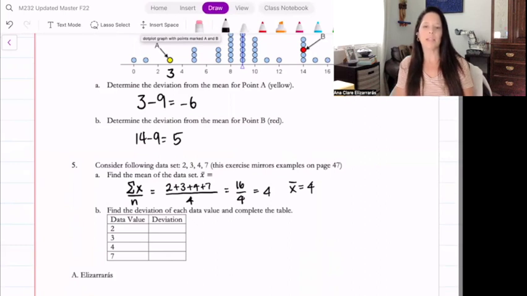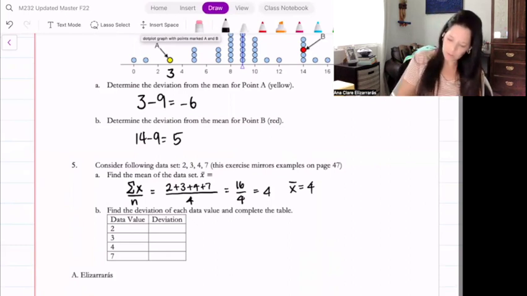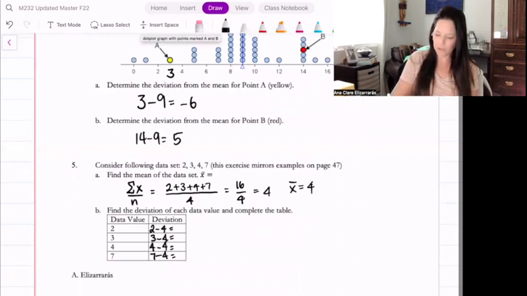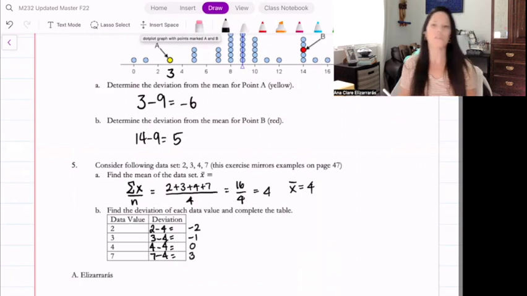Now we're going to calculate the deviation of each of these points. Where are these points in relation to that middle value? So we take 2 minus the average, 3 minus the average, 4 minus the average, and 7 minus the average. And that will calculate our deviation, how far each value is from the mean. 2 minus 4 is negative 2. 3 minus 4 is negative 1. 4 minus 4 is 0. And 7 minus 4 is 3. We're taking the first value minus the mean of 4.